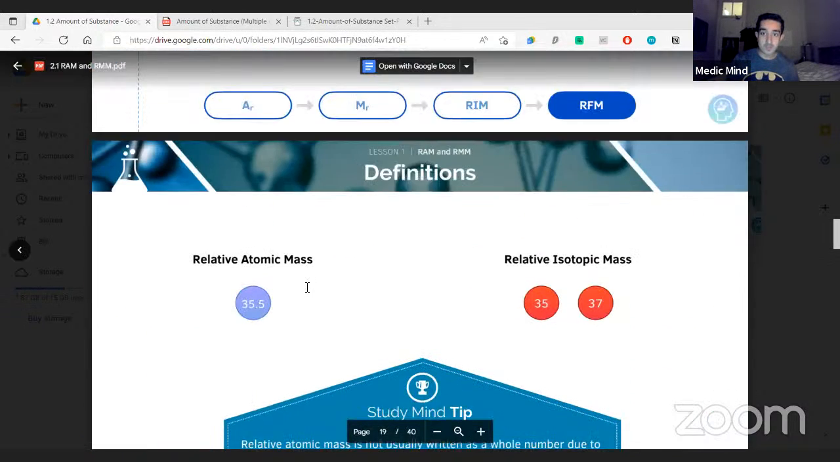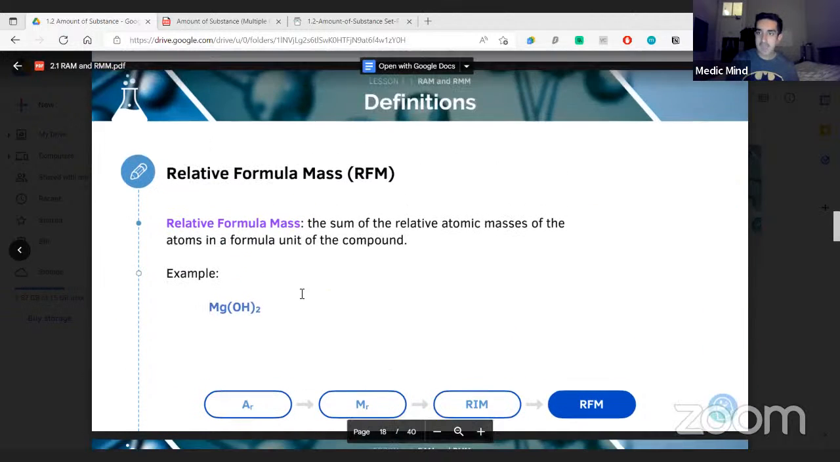The difference between relative formula mass and Mr is really important to note. Relative formula mass applies to compounds, relative molecular mass applies to molecules. The difference between them is molecules are groups of the same element joined together, whereas compounds are groups of different elements joined together.